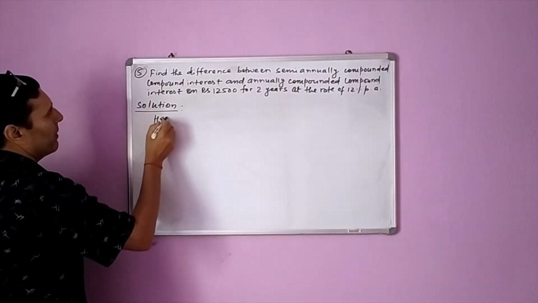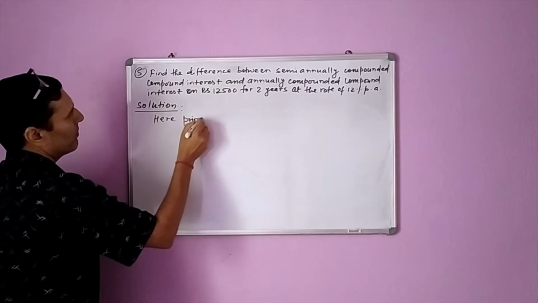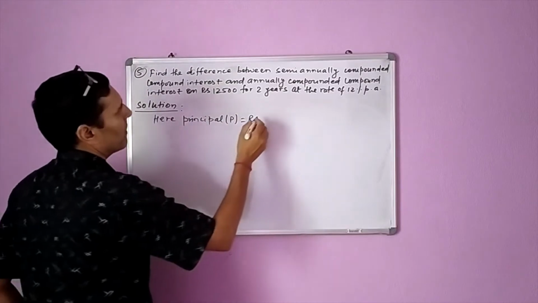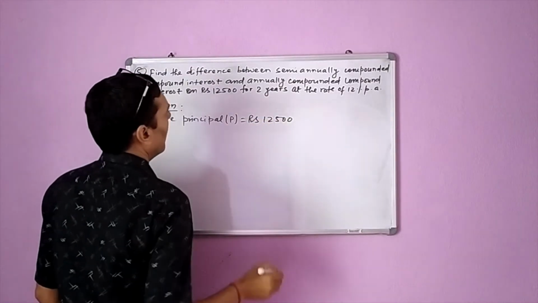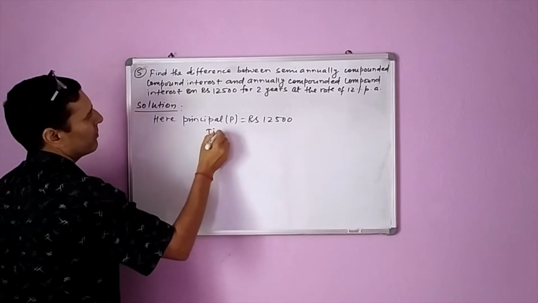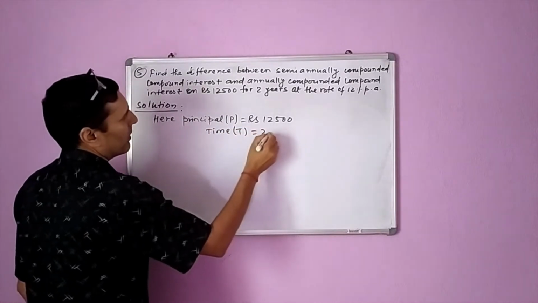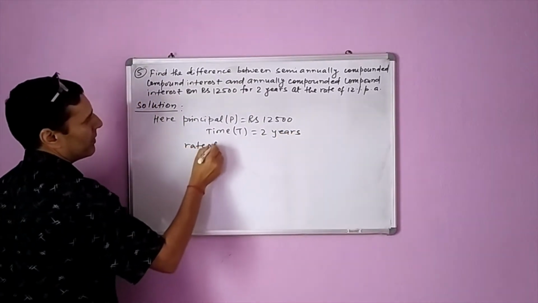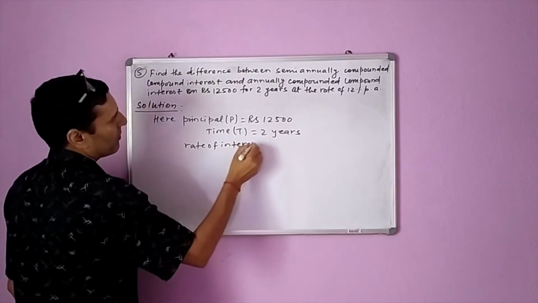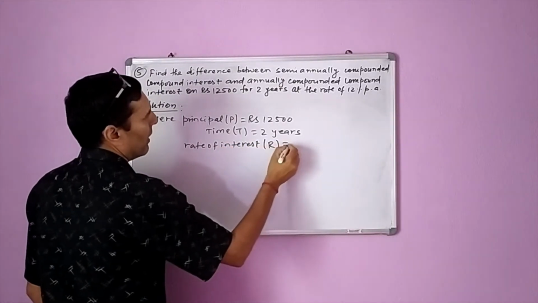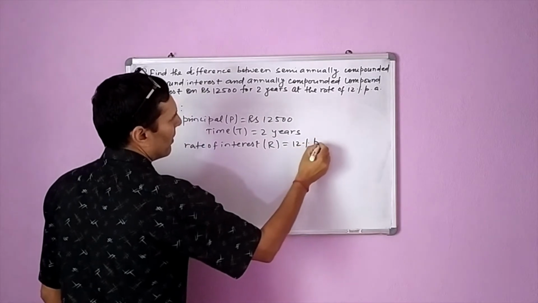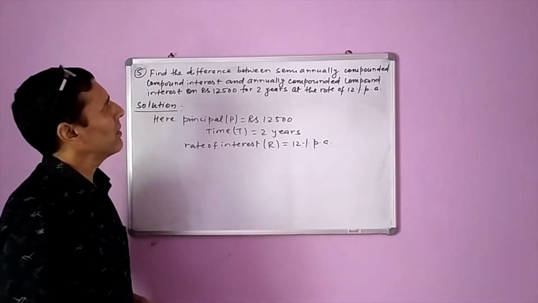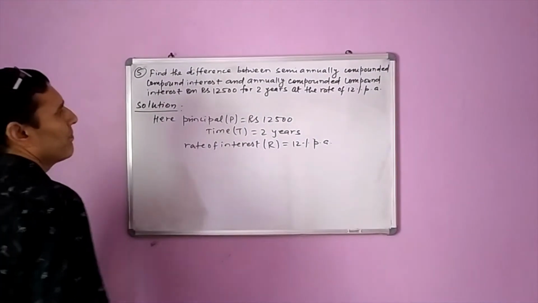So here principal P is equal to rupees 12,500, time T is equal to 2 years and rate of interest R is equal to 12% per annum. First we are finding the compound interest for semi-annually compounded.